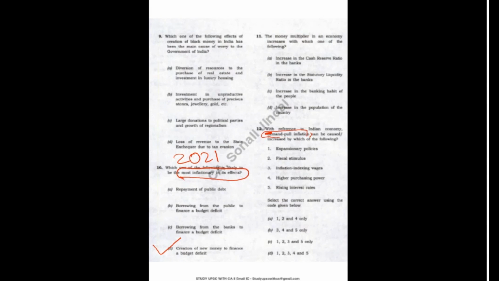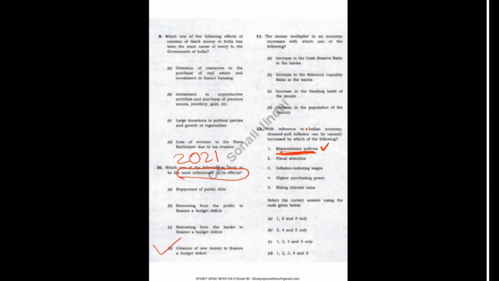With reference to the Indian economy, demand pull inflation can be caused or increased by, let's see, expansionary policies. What does it mean? We are increasing the money supply in the economy. It will result in more spending power with the public. They will increase their demand. So this is the correct answer.